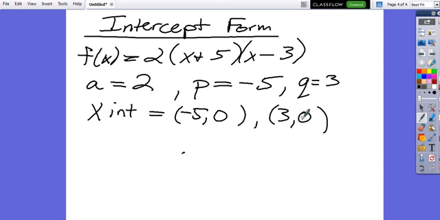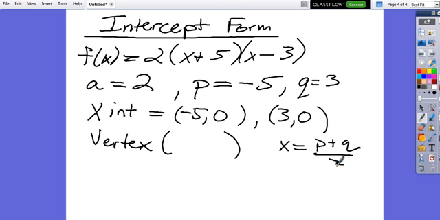All right, so after we've got our intercepts, we need to find our vertex. To find our vertex, we're going to use a simple formula. That formula is x equals (p plus q) divided by 2. So I add up -5 plus 3, and I get -2. -2 divided by 2 is -1. Be careful on your arithmetic. We've got people that are missing things because they don't add right. So -1 is our x value.